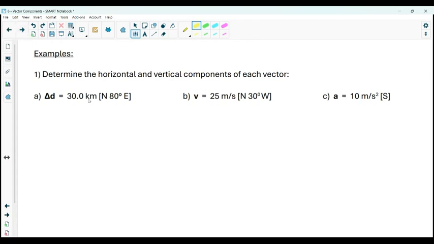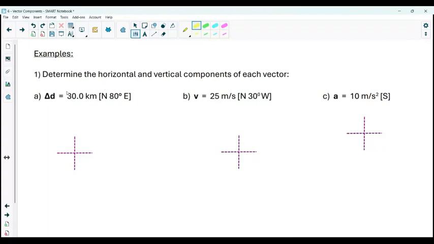Okay, let's actually try this out. So we're going to determine the horizontal and vertical components of each vector. The first thing we want to do is draw the vector, just so we're sure that we're doing the right thing. So let's get prepared to do that. Okay, so I've put my little grids on here just because that's going to make our life a little bit easier. So let's first draw our vectors.